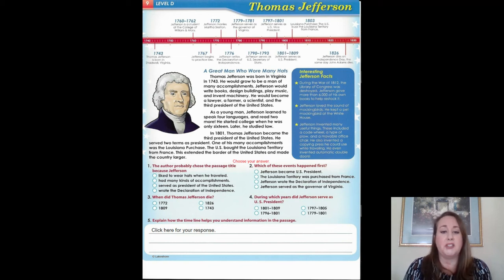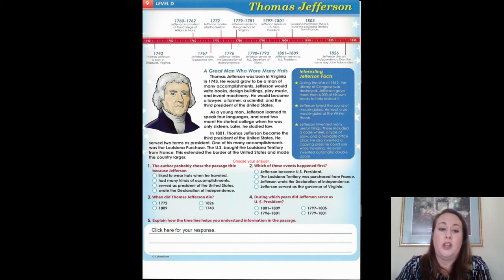Alright, so in our passage we see when he was born, where he was born, some of the things that were important during his lifetime, and we also have some dates. But we don't have all the dates. So when they're talking about some of the things that he's done, we can actually look back and see in the timeline. So let's take a look at the timeline and see.